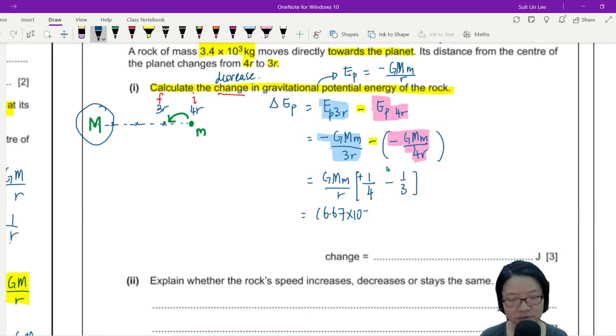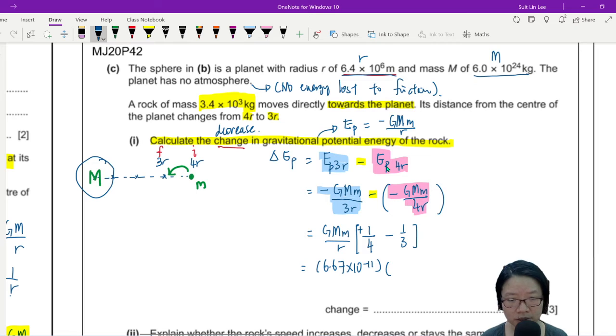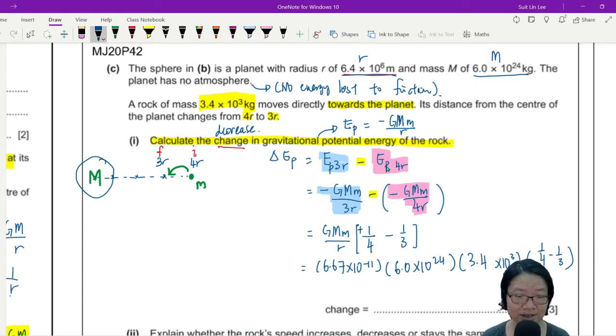6.67 times 10 to the power of negative 11. Mass of the planet, let me copy: 6.0 times 10 to the power of 24. Mass of the rock, this is a very heavy rock, 3.4 times 10 to the power of 3. Okay, and I have 1 over 4 minus 1 over 3, divided by, what is R? Where is my R? 6.4 times 10 to the power of 6.